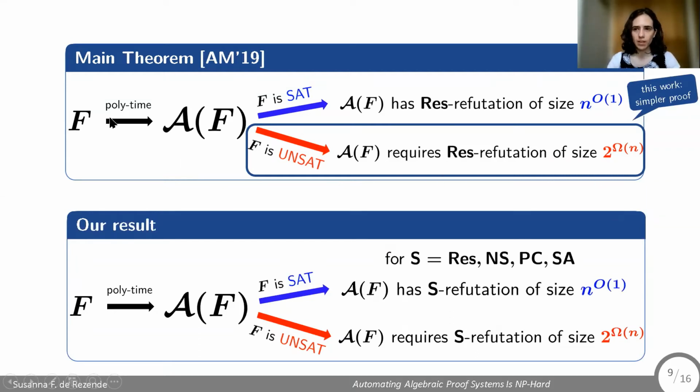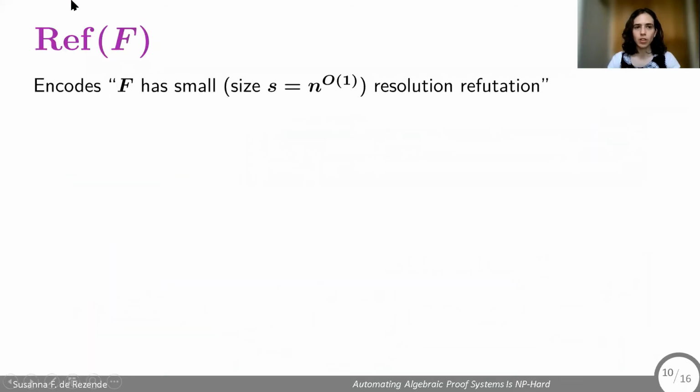This formula A of F is going to be a formula often called ref F, which encodes that F has a small resolution refutation. So F has a resolution refutation of size S, where S is some polynomial in the number of variables of F. Okay, so how do we encode this? Well, what does a resolution refutation look like?